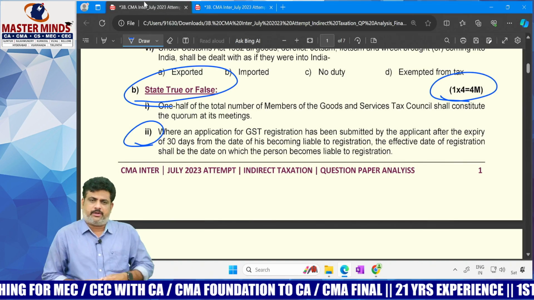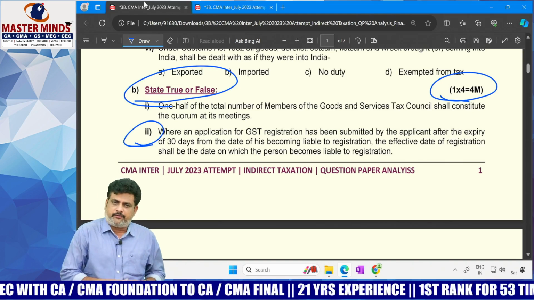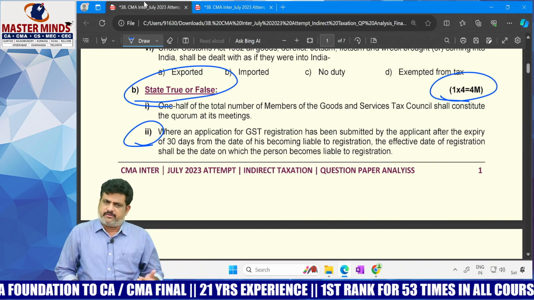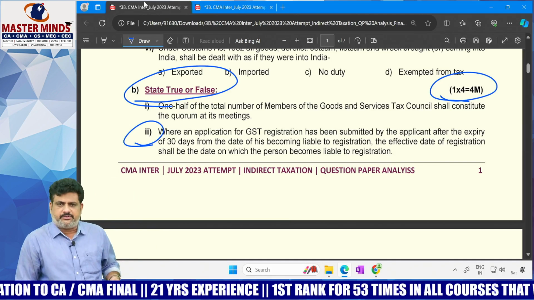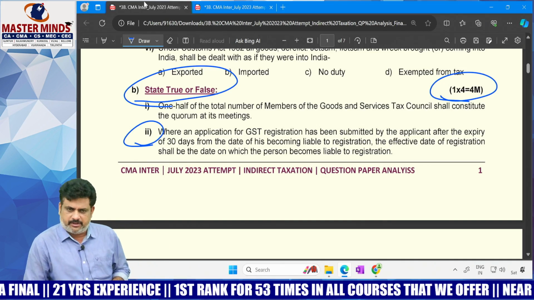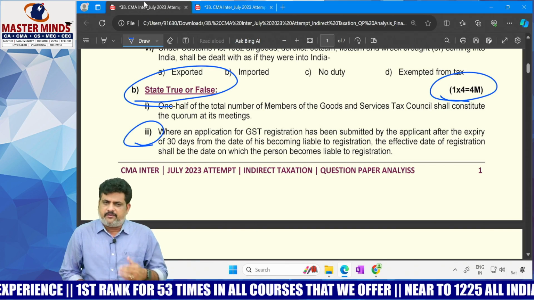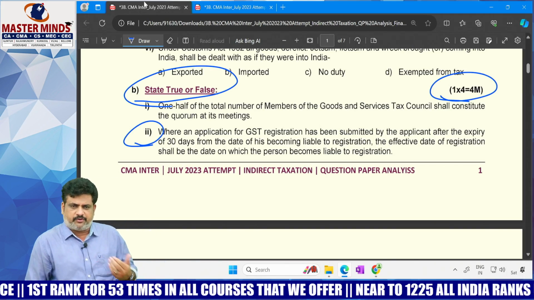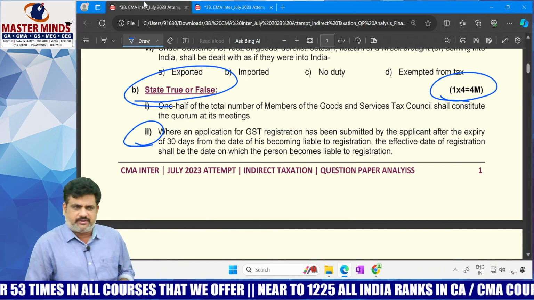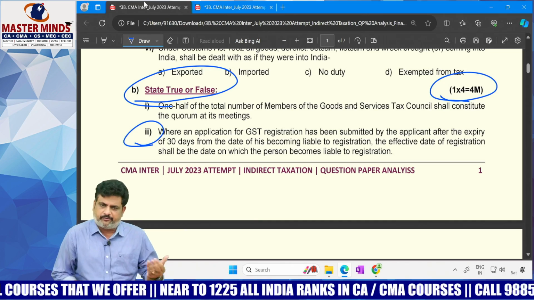What is the second one in true or false? Where an application for GST registration has been submitted by the applicant after the expiry of 30 days from the date of his becoming liable to registration, the effective date of registration shall be the date on which the person becomes liable to registration. So what is the concept with respect to this? From the date when you become liable for registration, if you apply for RC within 30 days, then even though RC was subsequently granted, what is the effective date? The date when you become liable for registration. But if you apply for RC after 30 days, then the actual date of RC is deemed to be the effective date of registration.